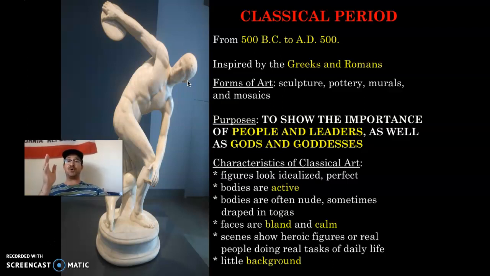Now, typical classical period art shows either people or leaders or gods and goddesses. Think of Percy Jackson. If you see something that looks like Percy Jackson, but it's relatively basic, it's very likely that you have a classical piece of art.